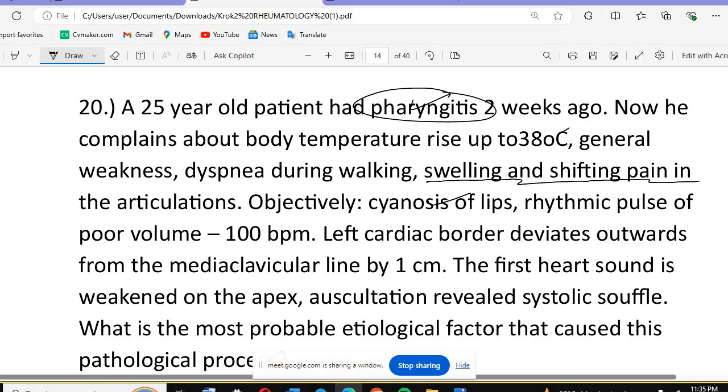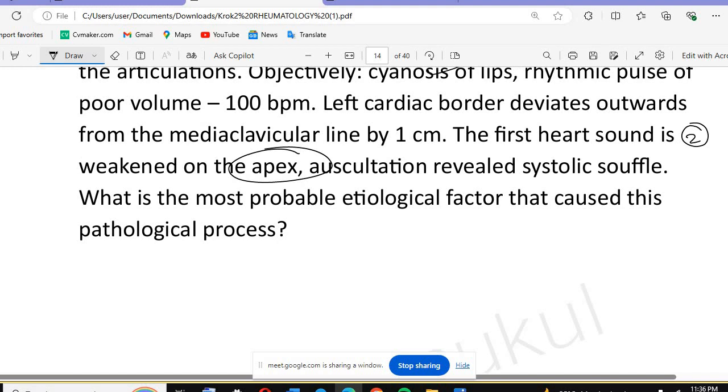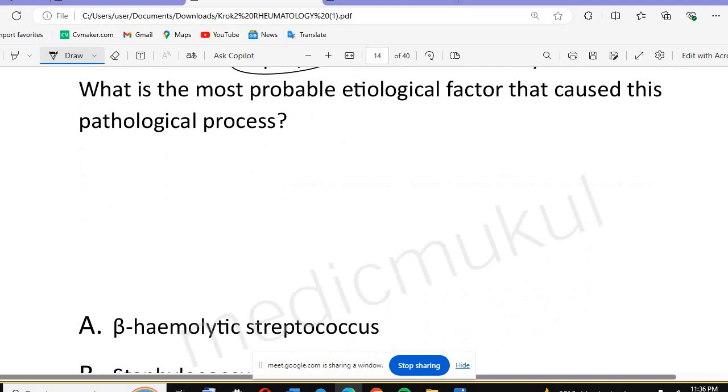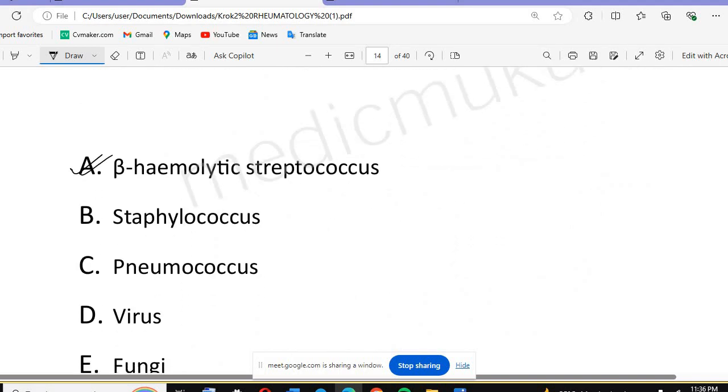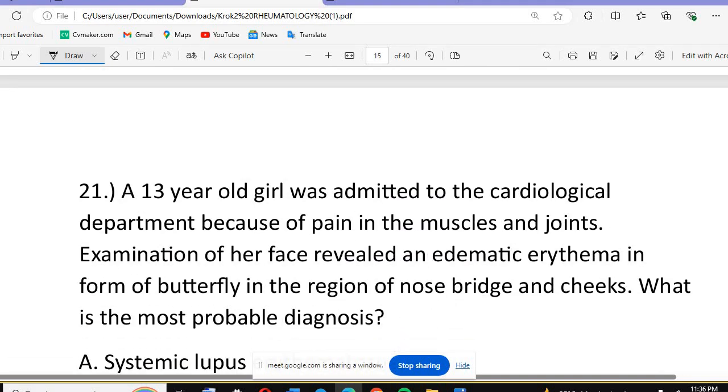So pharyngitis is there, one minor criterion is given, one major criterion is given, and after that you can see the left cardiac border deviates from the mid-clavicular line by 1 centimeter. The first sound is weakened at the apex, which means there is a high chance of mitral stenosis. The second major criterion: auscultation revealed a systolic murmur. The systolic murmur means mitral stenosis would be there. And the etiological factor that causes this pathological process is beta hemolytic streptococcus bacteria, which cause pharyngitis and will cause acute rheumatic fever in the patient.